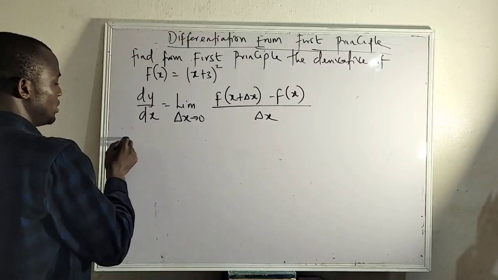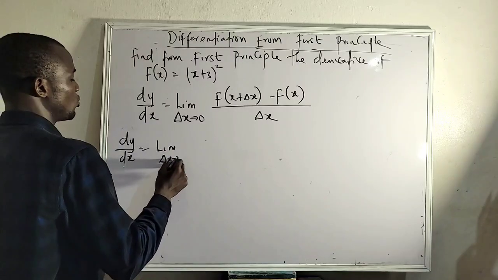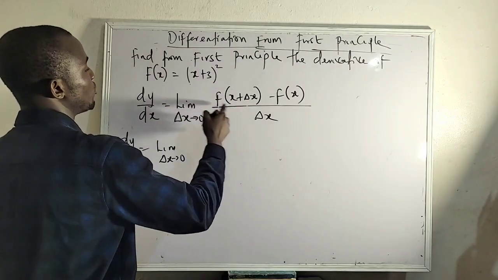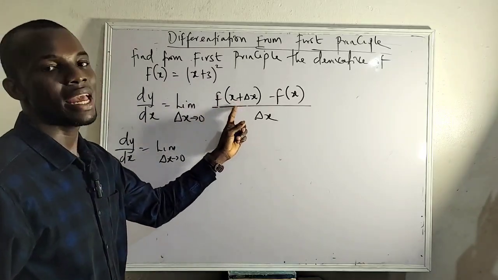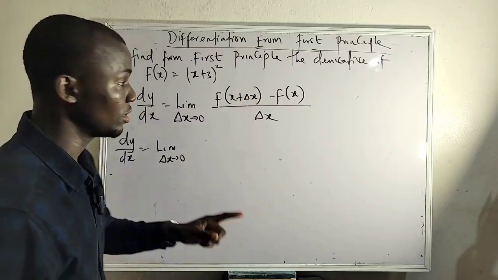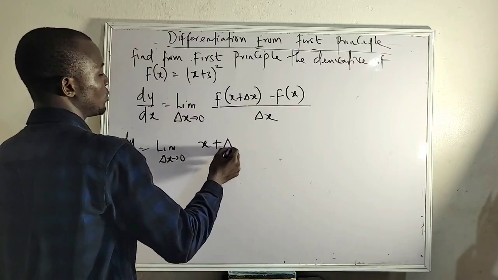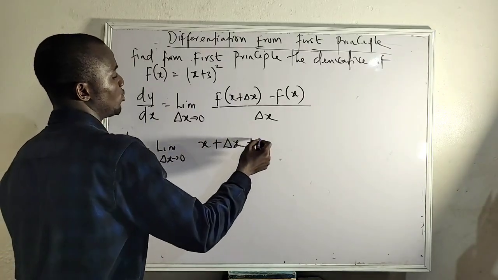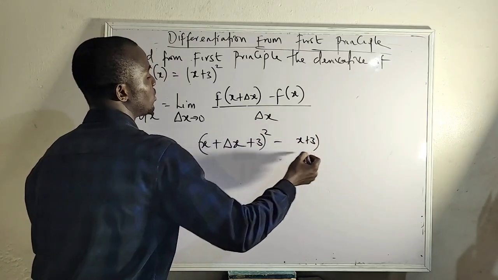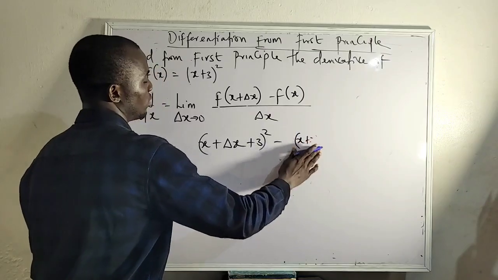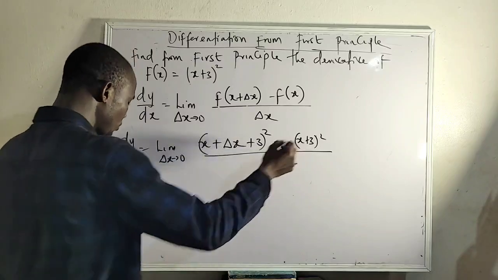We are going to say our dy over dx is the limit as change in x goes to 0, and this implies that wherever you find x here, change it to x plus change in x. X plus delta x for short. So now our x will become x plus delta x plus 3, all raised to the power 2, minus x plus 3 all squared, over change in x.